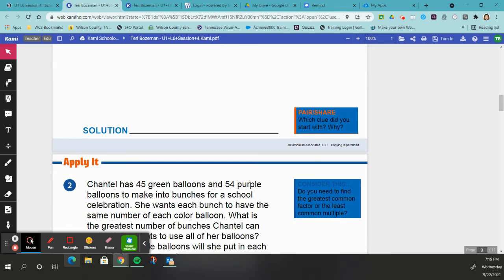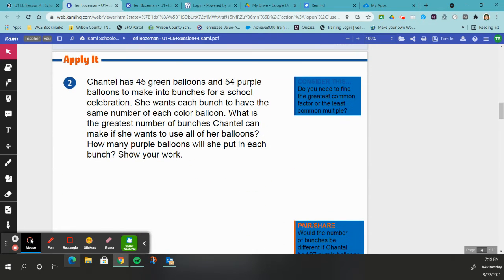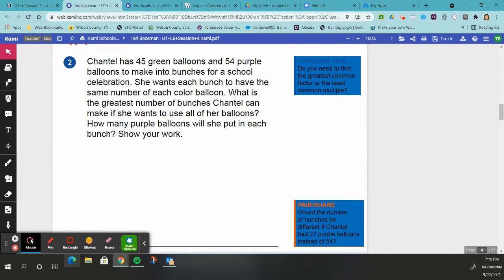Let's take a look at number 2. It says Chantel has 45 green balloons and 54 purple balloons to make into bunches for a school celebration. She wants each bunch to have the same number of each color balloon. What is the greatest number of bunches Chantel can make if she wants to use all of her balloons? How many purple balloons will she put in each bunch?